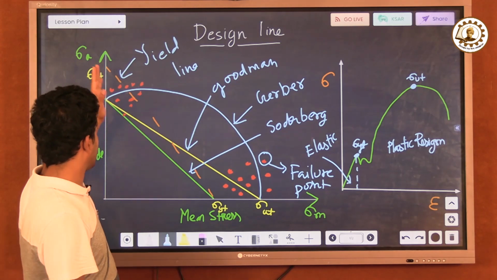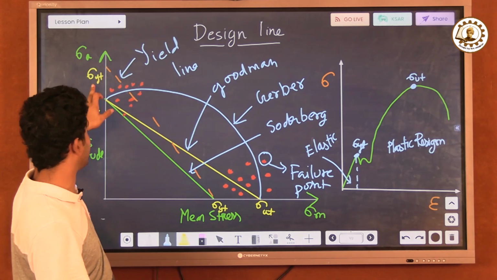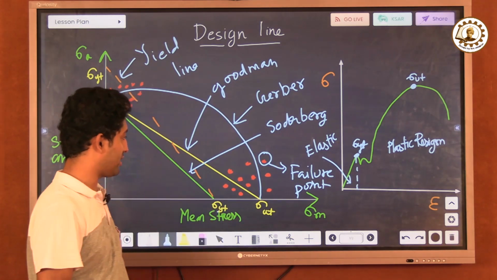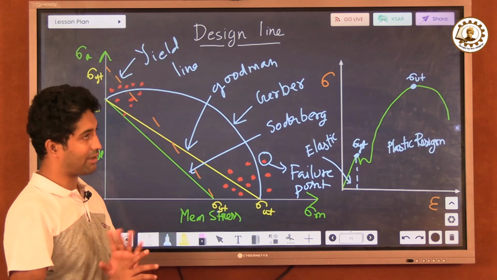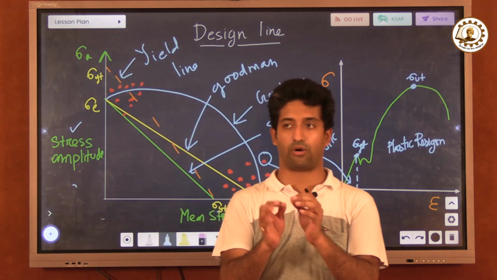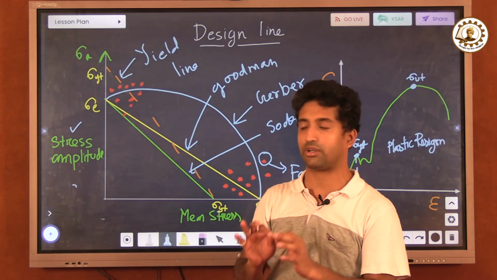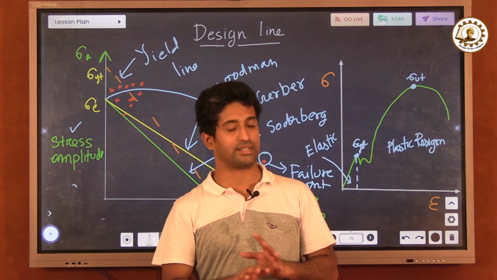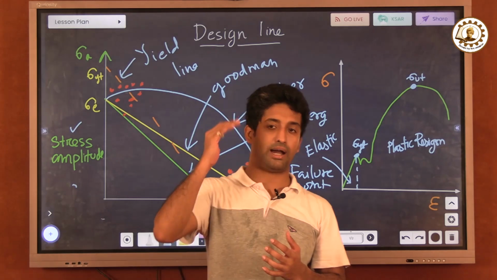As you can see, the yield line starts from sigma yt, which is your yield point, and ends at the yield point only. Now what does that mean? That means if you are loading an object only up to the limit of yield stress, we could consider the yield line. But it's an ideal case, it's not possible. There will be an up and down.